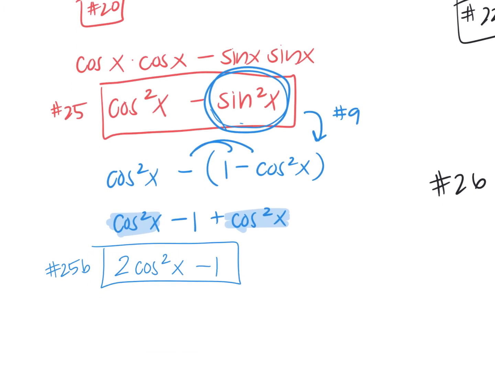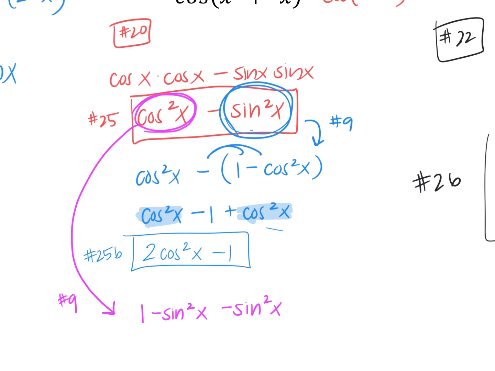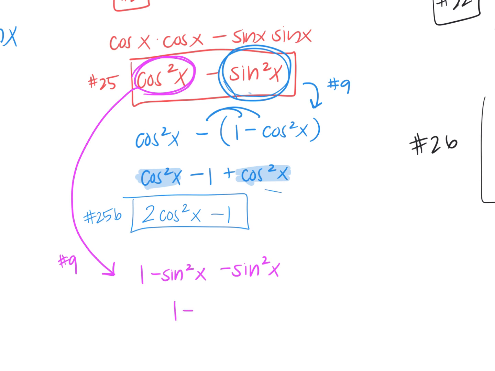And then the last one that I want to find is that third one that's there. So instead of replacing sine of x, I could replace cosine of x. What is cosine squared equal to from the front side? 1 minus sine squared. So I'm going to replace that. That's from number 9. Cosine squared is the same as 1 minus sine squared. And then I've still got that minus sine squared piece, right? So if I combine those together, I get 1 minus 2 sine squared of x.